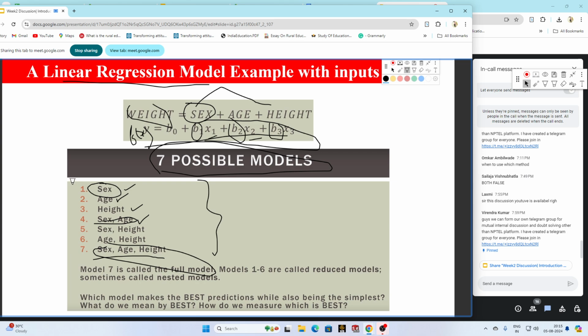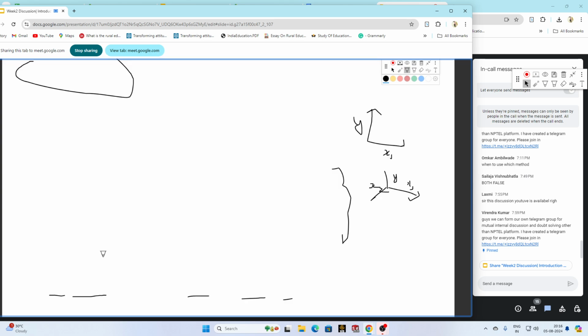Now models 1 to 6 are known as reduced models, because we are not using all three input parameters. We are reducing one or two input parameters. That is why it is called a reduced model, or sometimes a nested model. But the last model is called the full model. Why? Because we are taking all the input parameters. So the first six are called reduced or nested models, and the last model is called the full model.